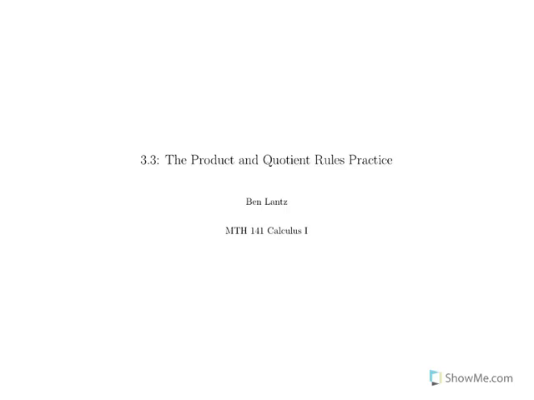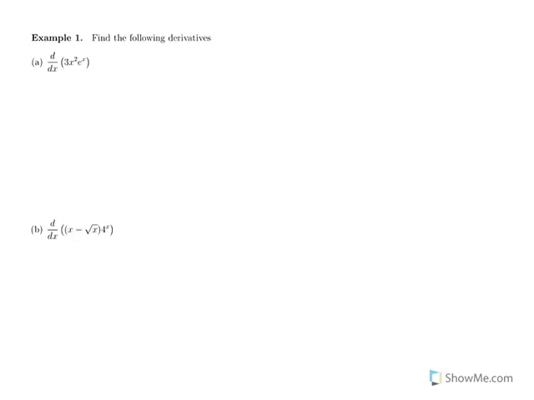In this video, we're going to go over a bunch of practice problems for the product and quotient rules. So first, let's recall the product and quotient rules. The product rule says that if you have two functions multiplied together and you take the derivative, (fg)' is going to be f' g plus f g'.